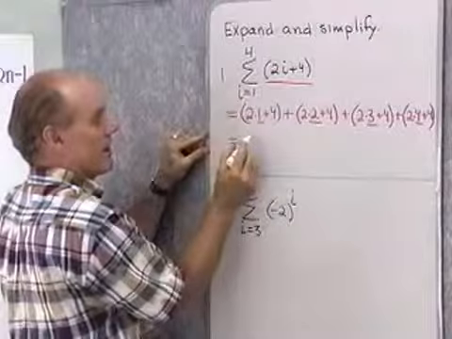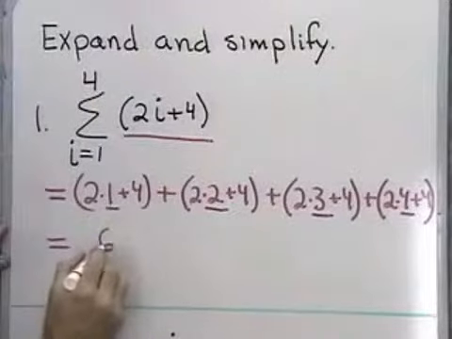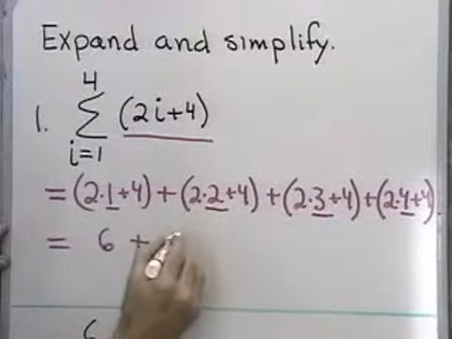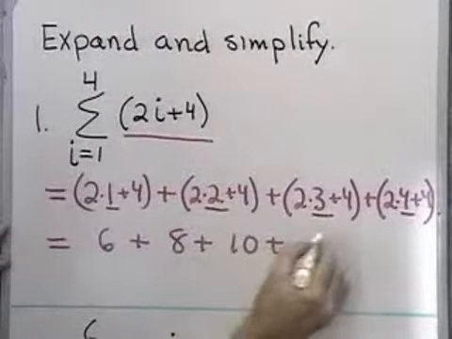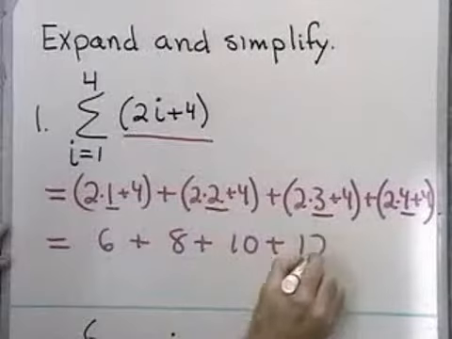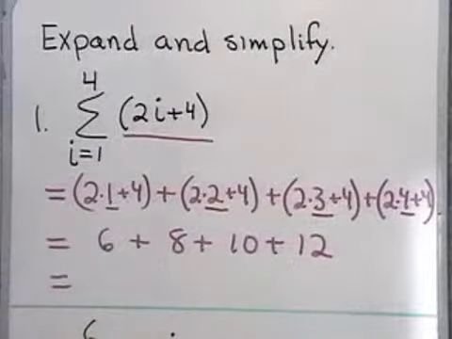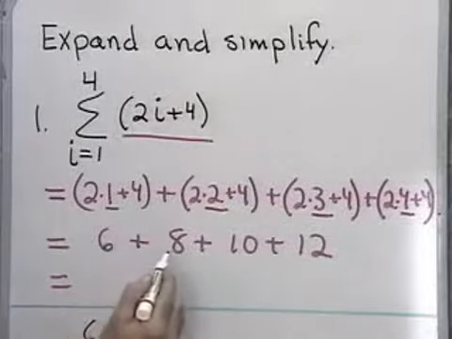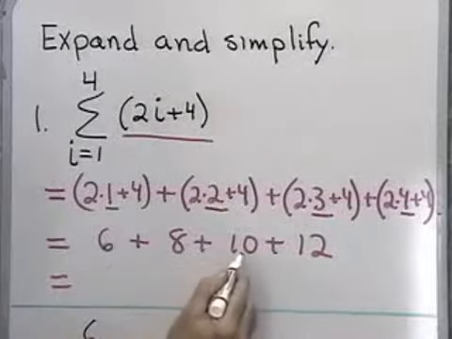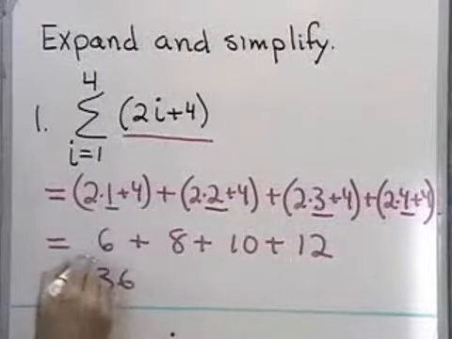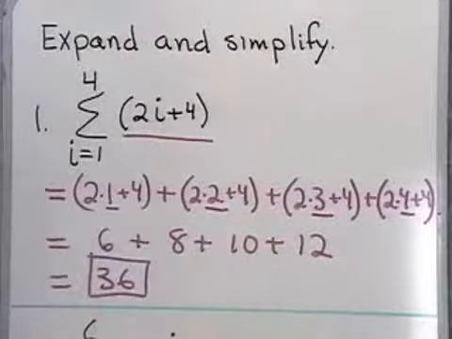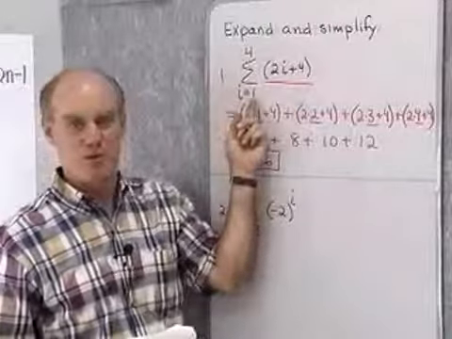Now I can just simplify this. This is going to be 2 plus 4 or 6. This will be 4 plus 4 or 8. This will be 6 plus 4, which is 10. And this is 8 plus 4, which is 12. Now when I add all of these together, 6 plus 8 is 14, plus 10 is 24, plus 12 is 36. So this really is just a fancy way to write the number 36.